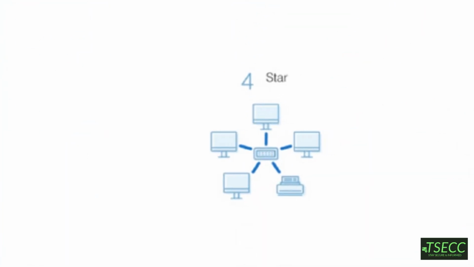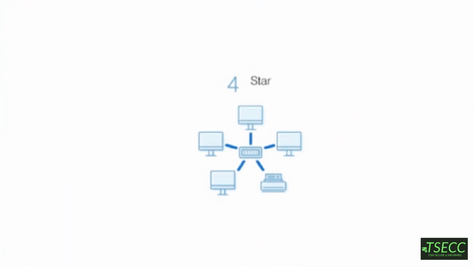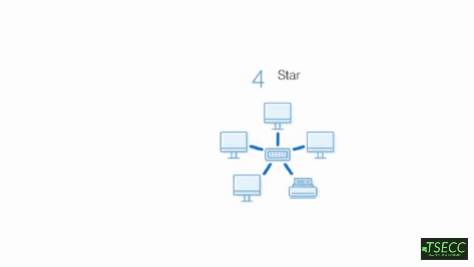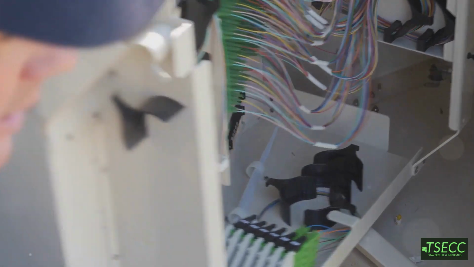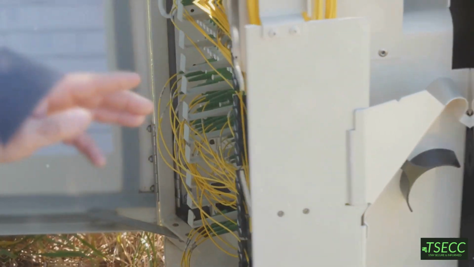Star topology is very popular. Here, each device is connected to a central hub or switch. If one device goes down, the rest of the network remains unaffected. Great for reliability. However, if the central hub fails, you're back to square one.